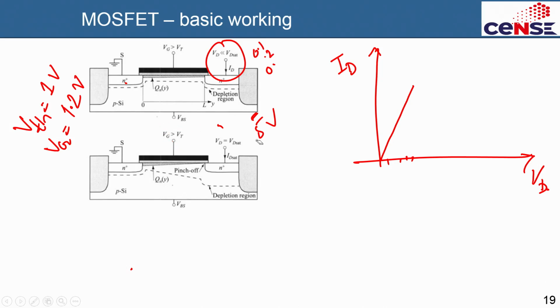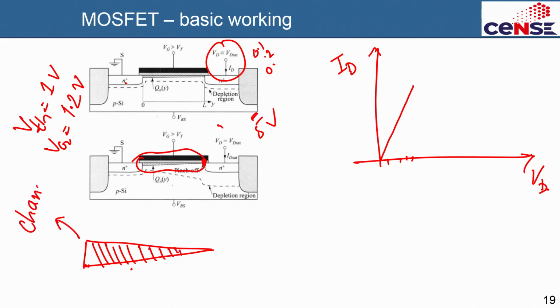So what will happen now is that this point will get pinched off, which means the channel will basically almost not be there. It's coming to 0, and you can see this profile, this triangular profile, is actually the channel profile, and this channel profile means the electrons. So the electrons are highest here, electrons are gradually decreasing, eventually at this point electrons will be almost 0, it's called pinch off condition.